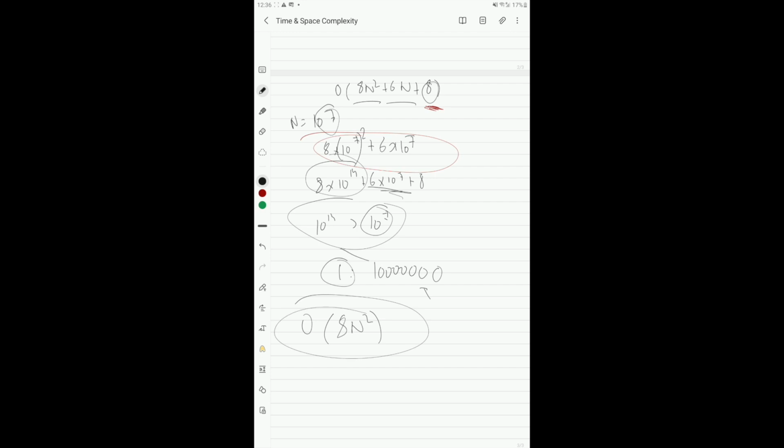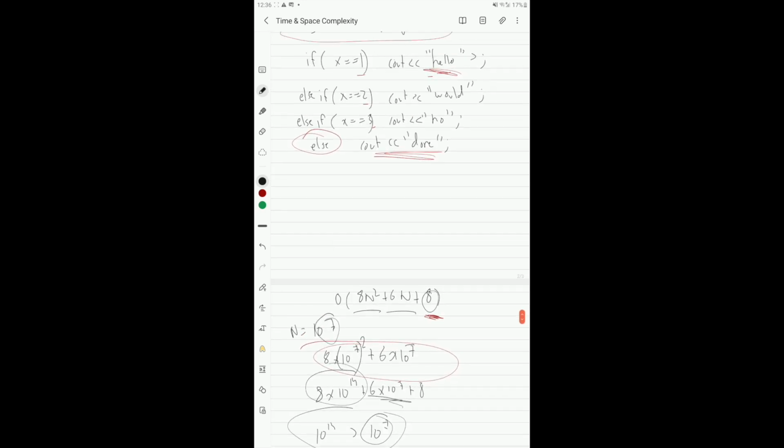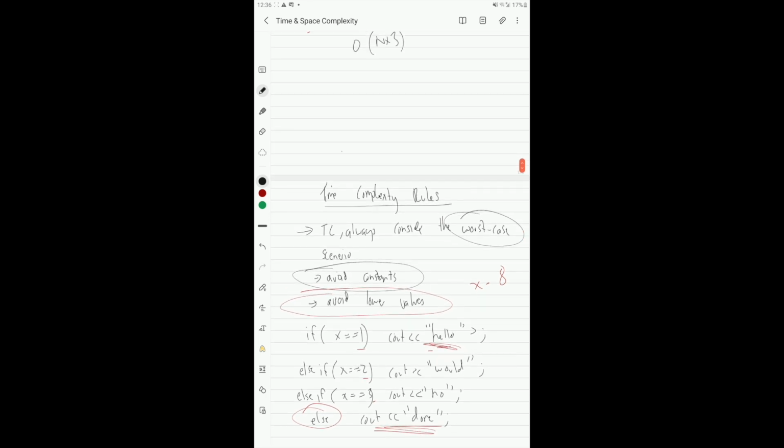Okay, so those are the rules that you have to consider when you are trying to denote what the time complexity is. So very crucial, very important, these 3 rules.